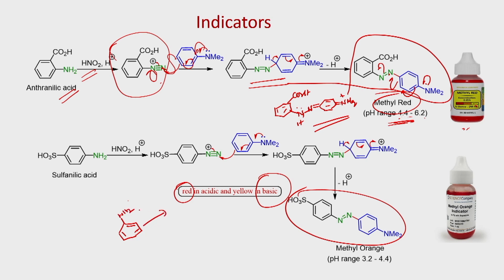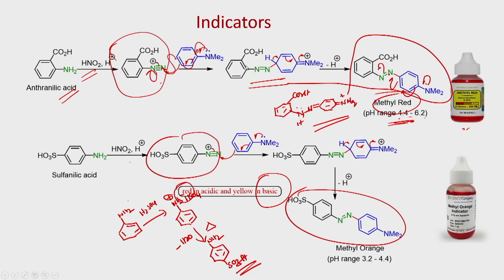and when you react with sulfuric acid, you make the salt. When you heat it at high temperature, it can lose a water molecule and will be converted into this. Once you form this one, then you can react with nitrous acid and you can make the diazonium salt.